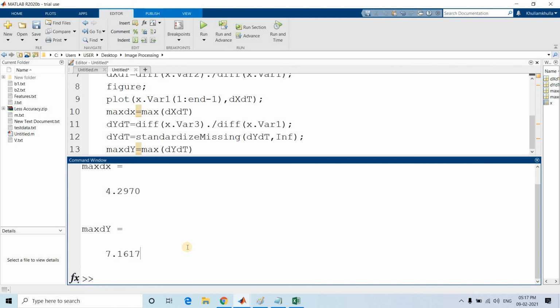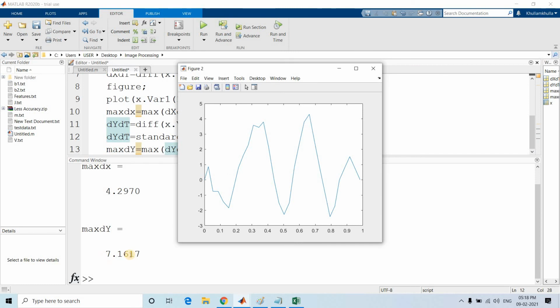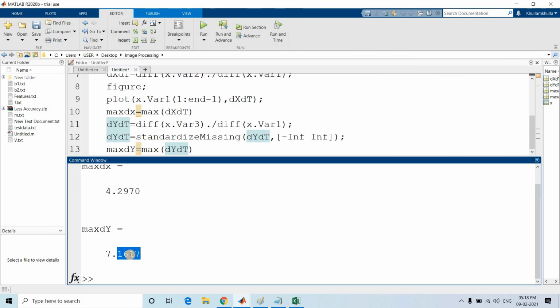I hope you have understood this. Now it might happen that you get minus infinite at some point. Suppose minus 5 by 0, you will be getting minus infinite. So if we are getting minus infinite, then also we should replace it by nan, right? So you can write the code like this, with minus infinite and infinite. Whatever array you pass as second parameter, all those elements in this sequence will be replaced by nan, which indicates not a number in MATLAB. So if we now calculate max of dy, I'll be getting 7.1617, which is the maximum value of the velocity along y direction.